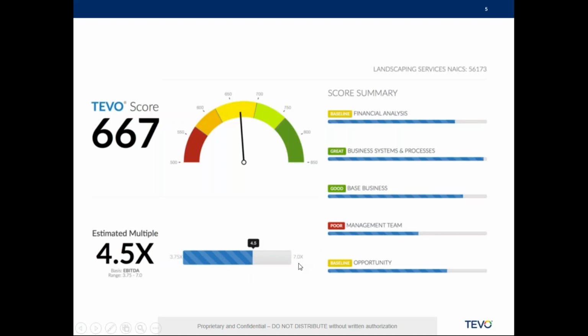And frankly, the sandbox that I'm hoping you as an advisor would like to play with is, how can I help you increase the value of your business? You don't have to be selling. Frankly, you don't have to be selling your house to know the value of it, but you should know what the components are, and that's exactly what the TiVo score does.